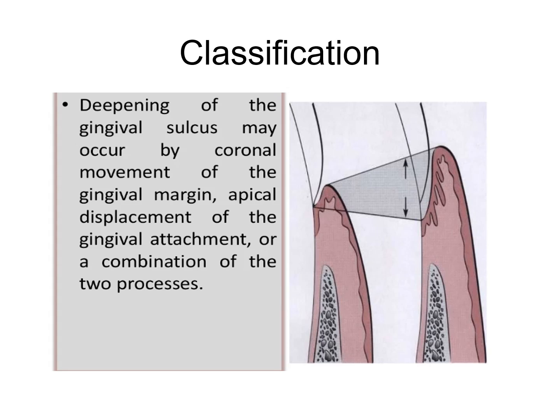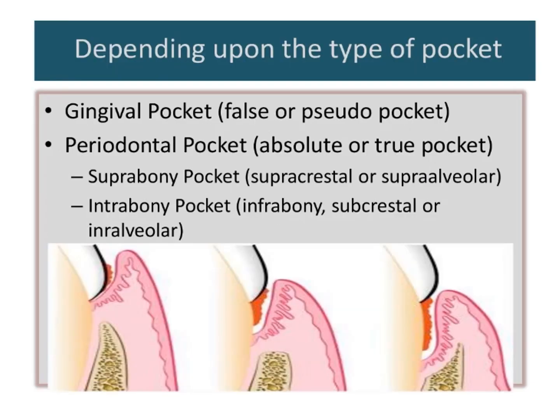However, there can be conditions many a times when a pseudo pocket and a true pocket can coexist. It is important to know the difference between a true and a pseudo pocket because the treatment aspect for both of them will vary. A periodontal pocket, also known as a true or an absolute pocket, can further be divided into a suprabony pocket or an intra or an infrabony pocket.